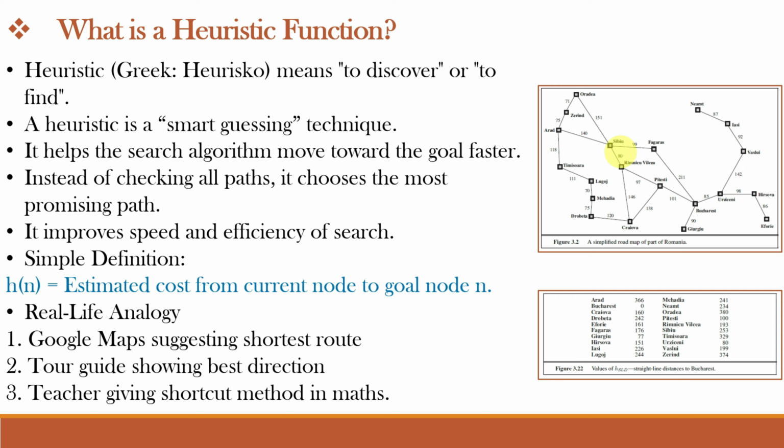For example, in the Romania map, which is shown here and which we have already studied in many previous video classes, if we want to go from Arad to Bucharest, the heuristic value h(n) tells us approximately how far each city is from Bucharest using the straight line distance, which is called the heuristic. Cities having smaller h(n) values are considered closer to the goal, so the algorithm prefers them first. This saves time, reduces unnecessary searching and improves efficiency. Just like Google Maps suggests the best route, heuristic functions guide the AI system towards the goal intelligently.